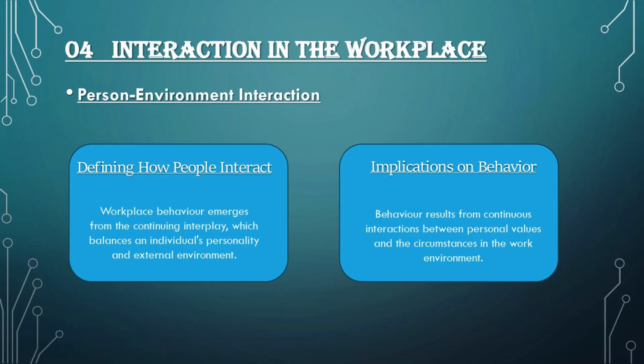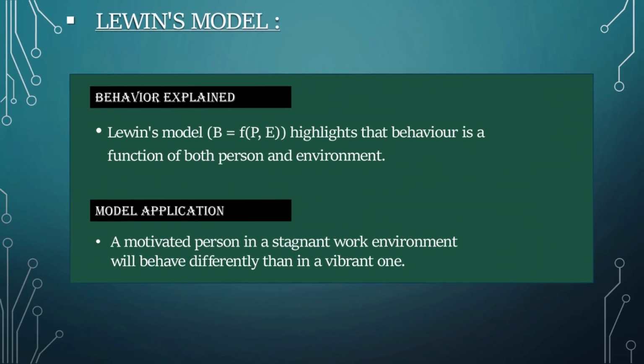Person environment interaction, defining how people interact. Workplace behavior emerges from the continuing interplay which balances an individual's personality and external environment. Other point is implication on behavior. Behavior results from continuous interactions between personal values and the circumstances in the work environment.